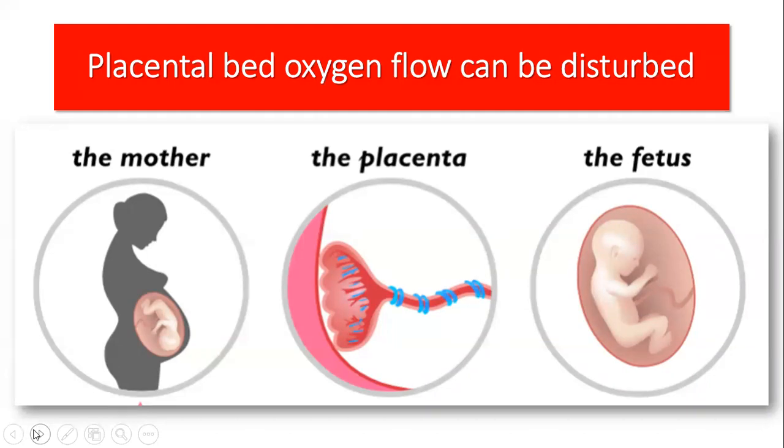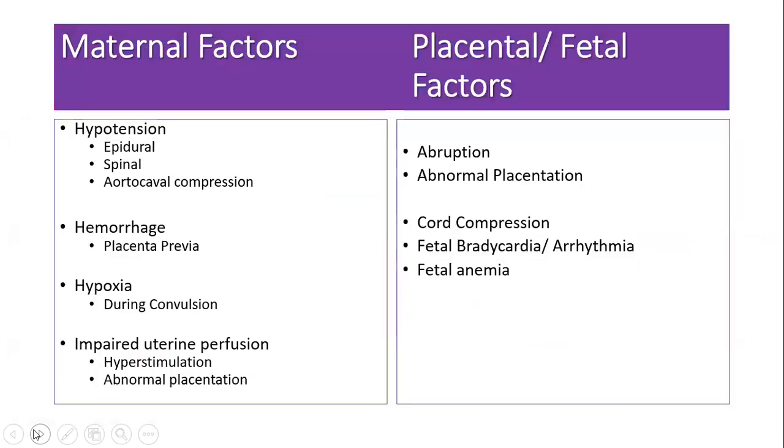However, we know that the placenta is the lung of the baby. However, blood flow to the placenta can be disturbed. And there are so many reasons why this can happen: when you have an epidural, spinal or caval compression, or when you're bleeding, or during a convulsion or hyperstimulation event. All these events can disrupt blood flow in the placental bed, which is the baby's lungs. So how does the baby react to this?